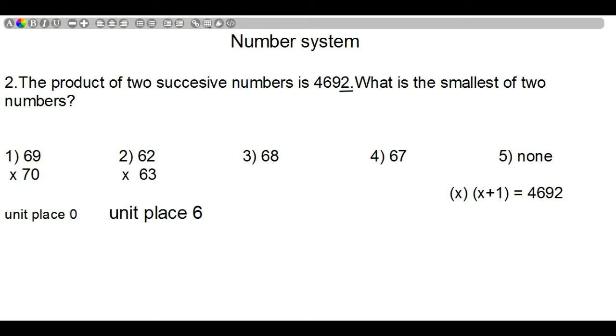Because when one number ends in 2 and the other number ends in 3, their product will end in 6, going by the unit place concept. So 62 into 63 should be ending in 6. But the given product here ends with 2. So very clearly, even the second option cannot be the answer.